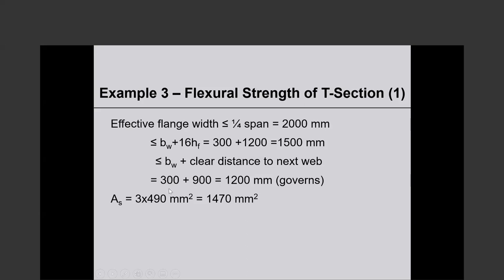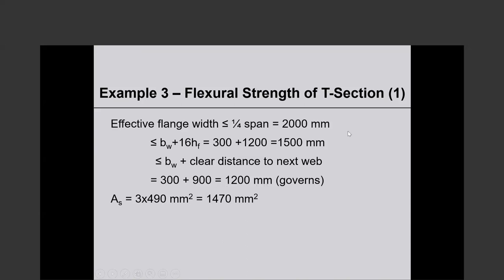And then the web width plus clear distance to next web. The web width is 300, and remember the beams are 1200 millimeters center to center. If they're 1200 millimeters center to center, then the clear distance between them is the 1200 millimeters minus the beam width, which is the 900. Okay, so that gives us 1200 millimeters.